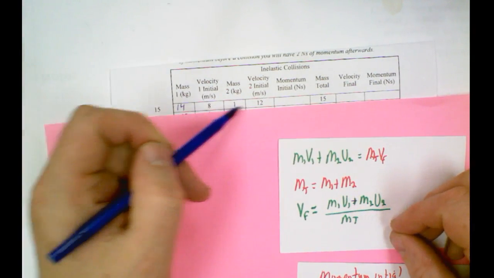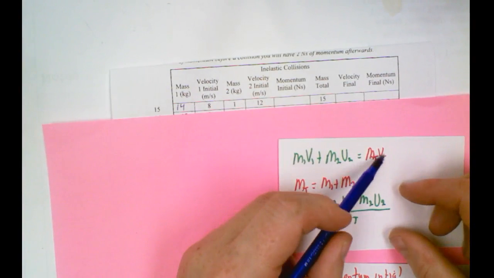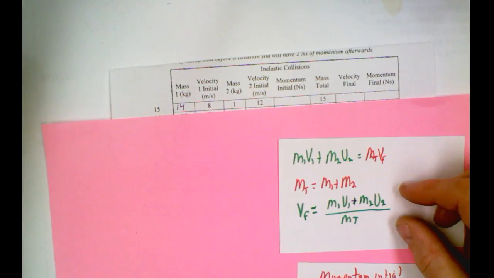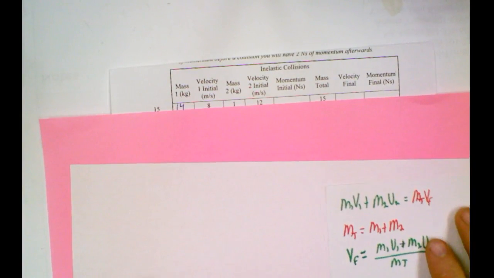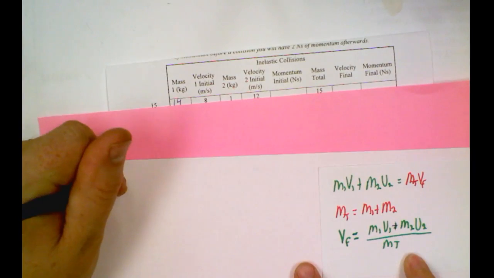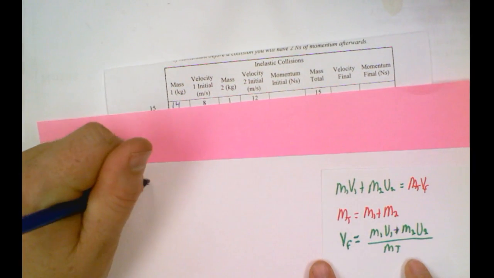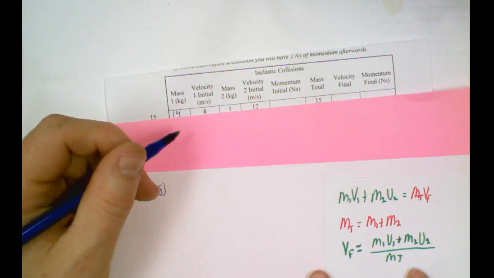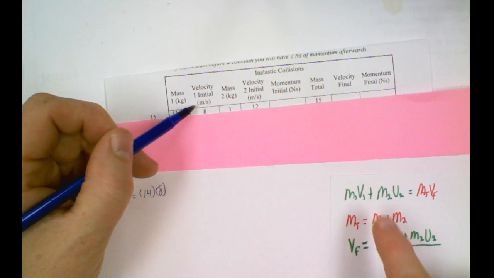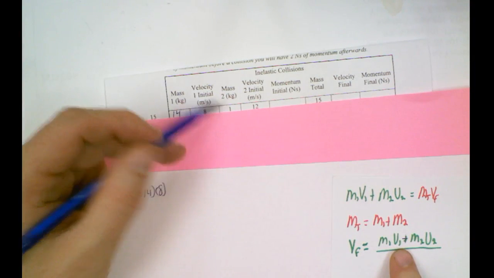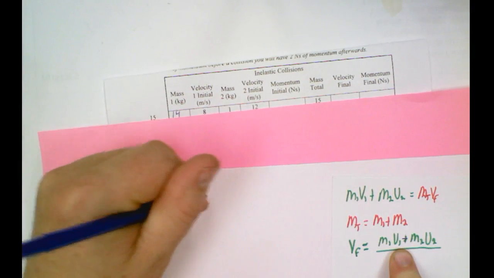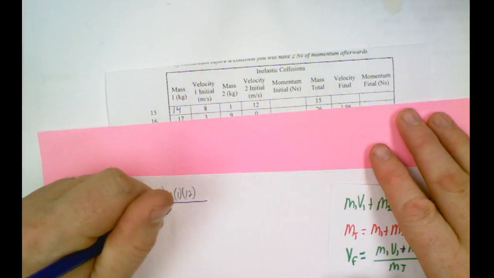Now that I have that, I have enough information to know the left side and the right, but I don't know velocity final. I can use this formula, and if we pull out a piece of paper, we could then plug everything in and say, I'm going to lose track of where we're at. VF equals M1, which is 14, times 8, because that's the initial velocity. So this is M1, this is V1, plus 1 times 12, all divided by mass total, which is 15.